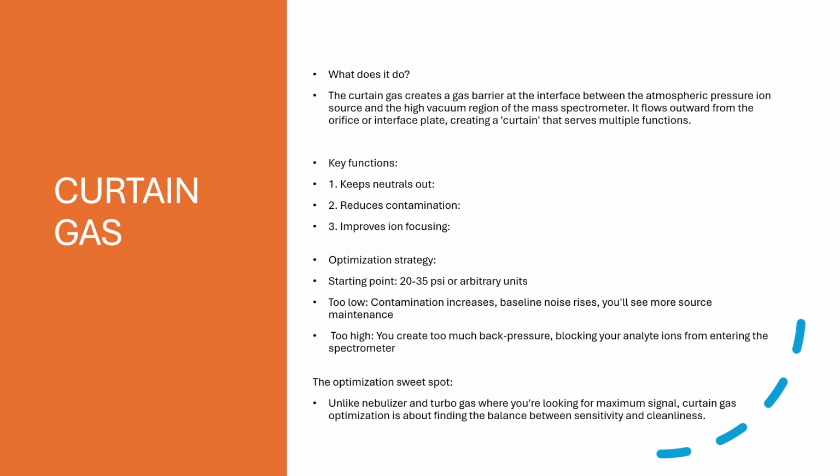So let's talk about the optimization strategy. The starting point of curtain gas could be around 20 to 35 psi. And if you keep a very low curtain gas, then it could cause contamination, baseline noise rises. You'll see more source maintenance. And if you keep a high curtain gas, then it would create too much back pressure. It would be blocking your analyte ions from entering the spectrometer.